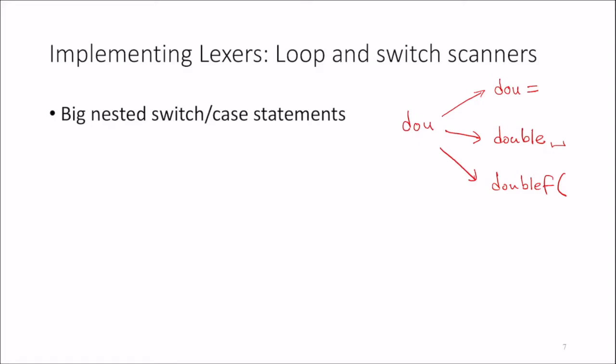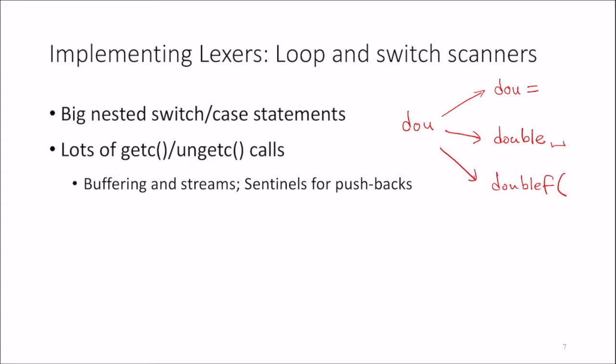So notice that you have to go one character at a time and decide what the token should be. And sometimes this might involve backtracking. So there's a lot of getC, ungetC calls. If you think about getC giving you a character, ungetC puts a character back into the stream so that you can go to a different path to identify the token.